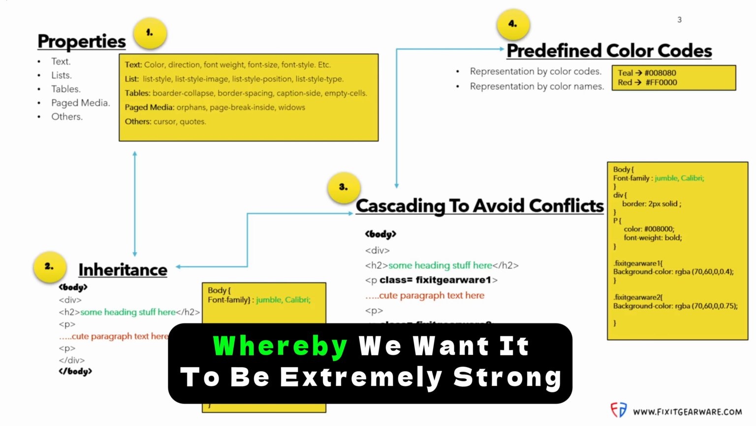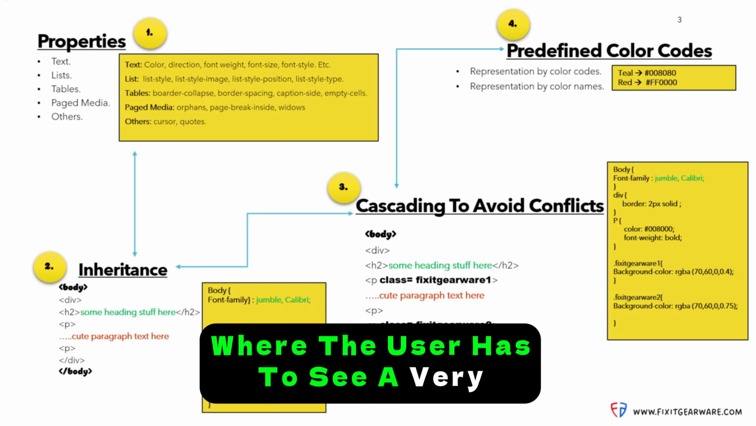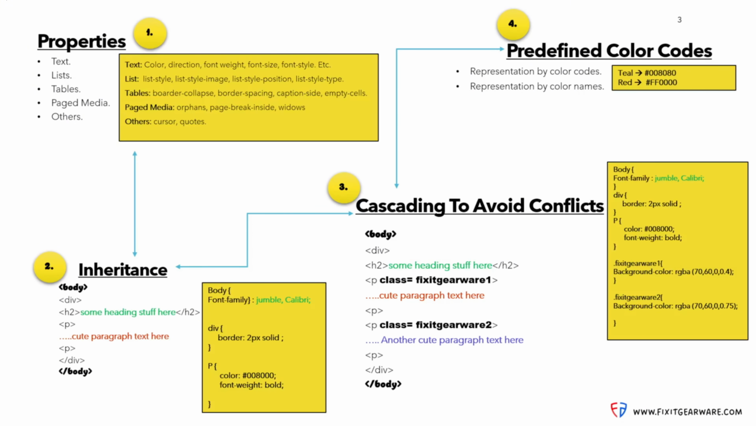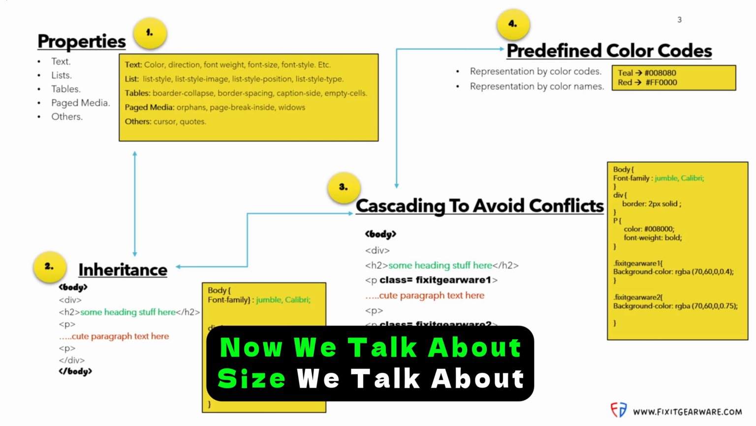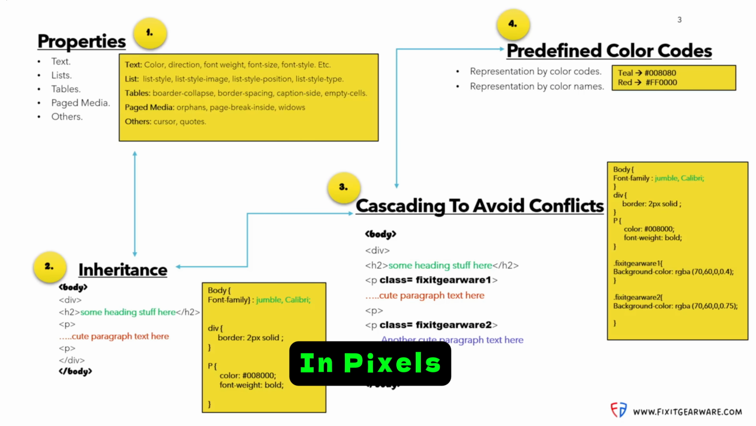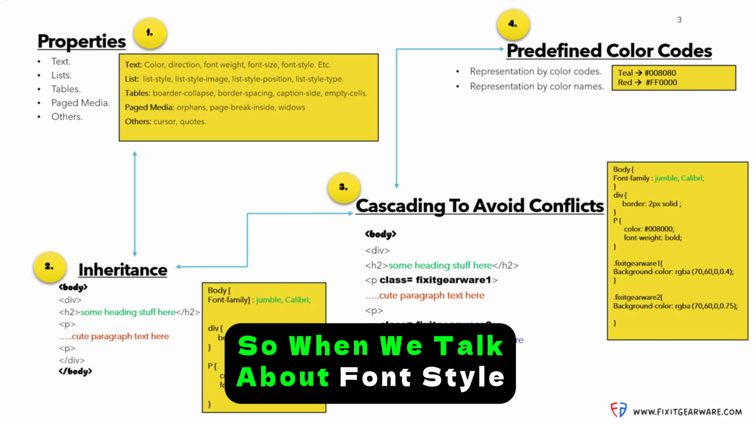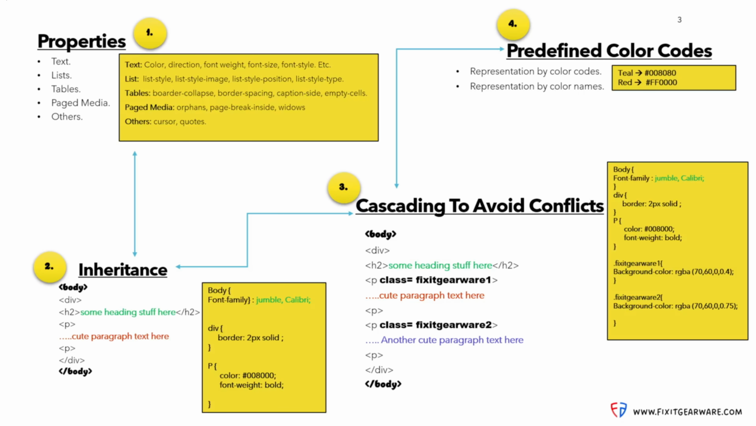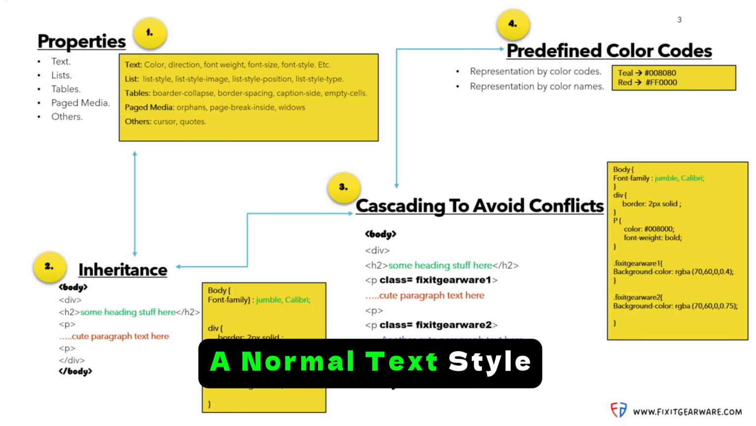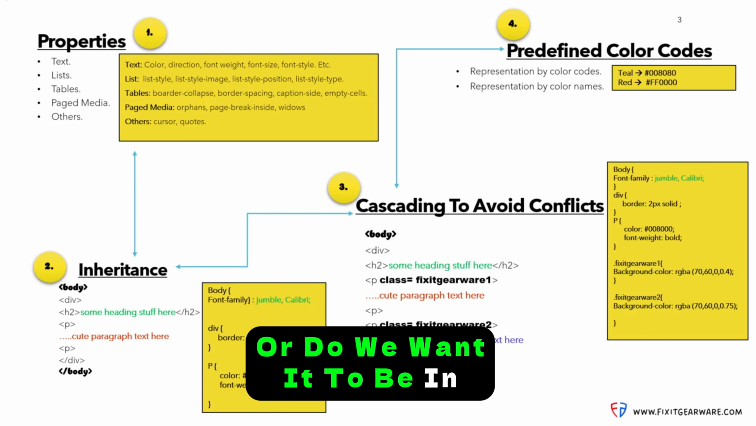We have a case whereby we want it to be extremely strong where the user has to see a very bold text. Now we talk about size. We talk about in pixels. Do you want it to be in 4 pixels, 6 pixels, 10 pixels, and so on? Then you talk about the font style. So when we talk about font style, we're talking about oblique, a normal text style, or do we want it to be in italic format?